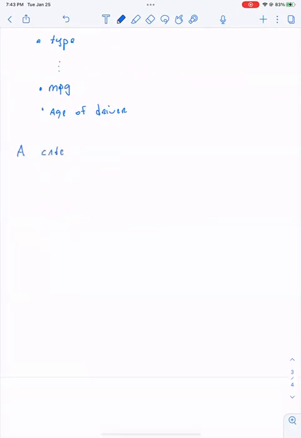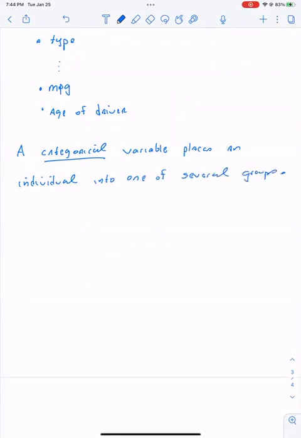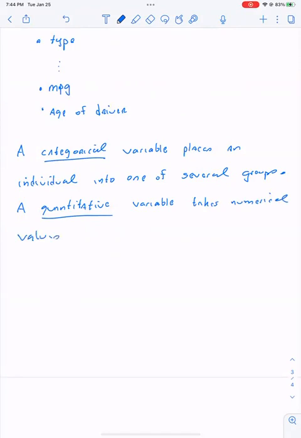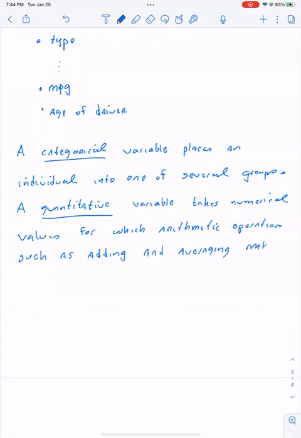A categorical variable places an individual into one of several groups or categories. A quantitative variable takes numerical values, and this is all in the book again, takes numerical values for which arithmetic operations such as adding and averaging make sense.